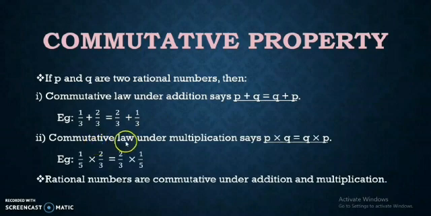Similarly, commutative law under multiplication says in the case of multiplication also, changing the order of rational numbers does not change the result. For example, the product of 1 by 5 and 2 by 3 is equal to the product of 2 by 3 and 1 by 5. In simple words, this property states that order does not matter in the case of addition and multiplication. Rational numbers are commutative under addition and multiplication only, because in the case of subtraction and division, changing the order of rational numbers changes the result. That is why rational numbers are commutative under addition and multiplication only.